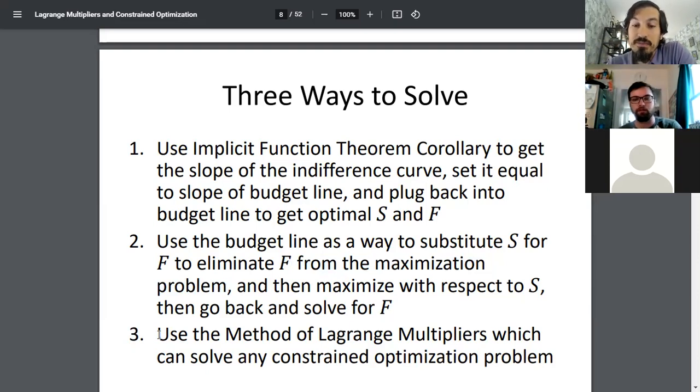The good news about Lagrange multipliers is it can be used to solve any constrained optimization problem, even the ones where you can't substitute. Number 2 is great if you can use substitution, but there might be some cases where you can't, like sine of x squared, I don't know, that's a bad example, but there are certain equations which just don't lend themselves to substitution.